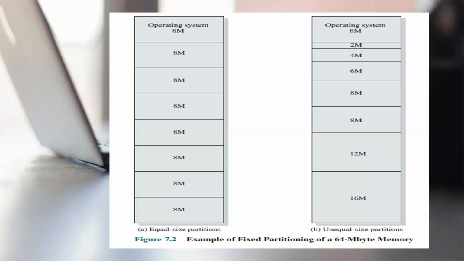Both of these problems can be lessened, though not solved, by using unequal size partitions. In this example, programs as large as 16 megabytes can be accommodated without overlays. Partitions smaller than 8 megabytes allow smaller programs to be accommodated with less internal fragmentation.